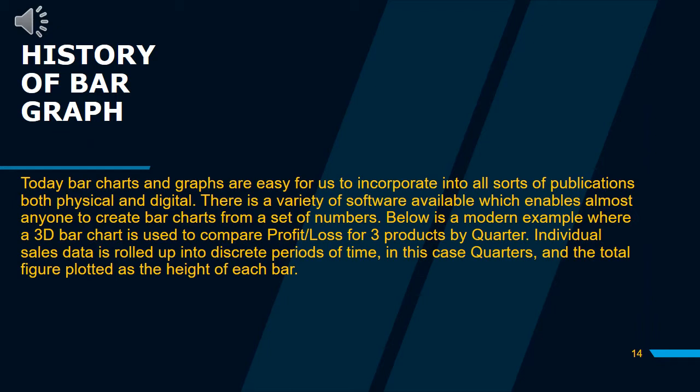Today, bar charts and graphs are easy for us to incorporate into all sorts of publications, both physical and digital. There is a variety of software available which enables almost anyone to create bar charts from a set of numbers. Below is a modern example where a 3D bar chart is used to compare profit and loss for three products by quarter. Individual sales data is rolled up into discrete periods of time, in this case quarters, and the total figure is plotted as the height of each bar.